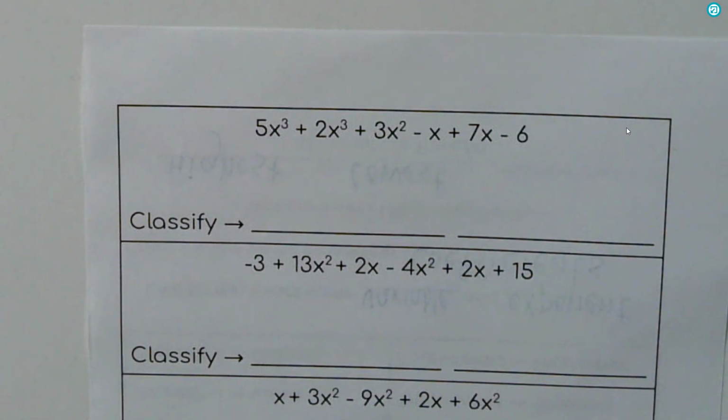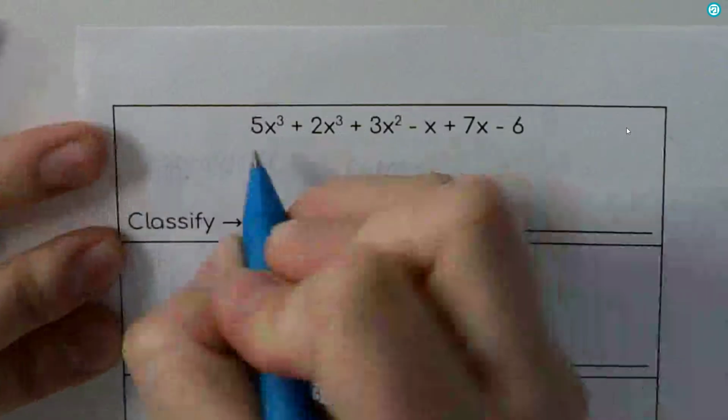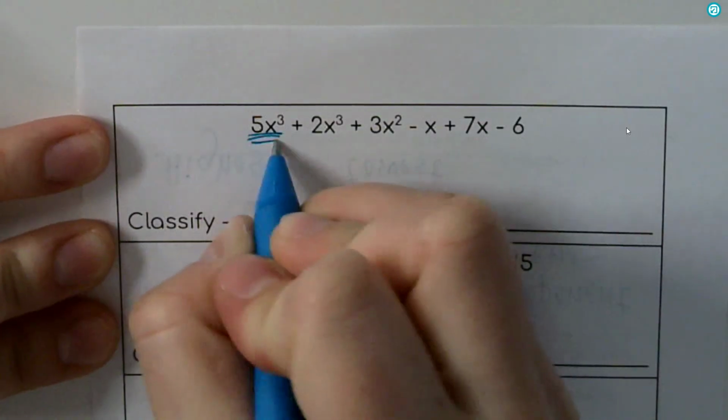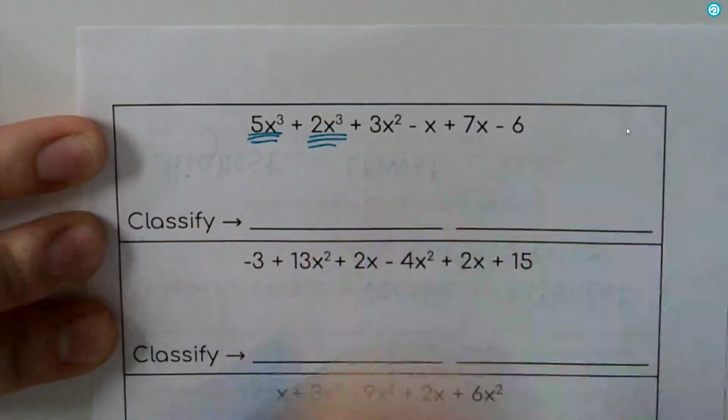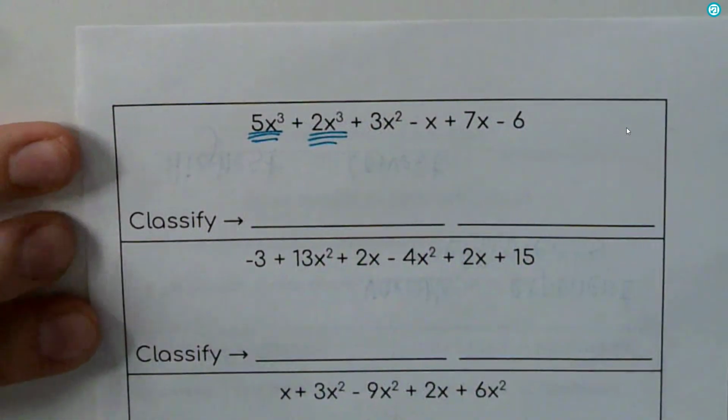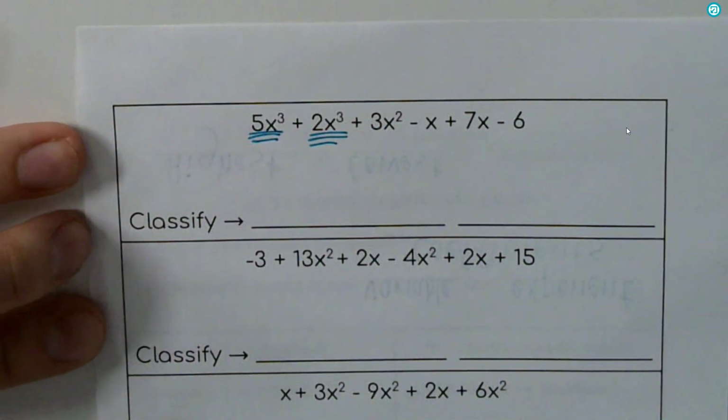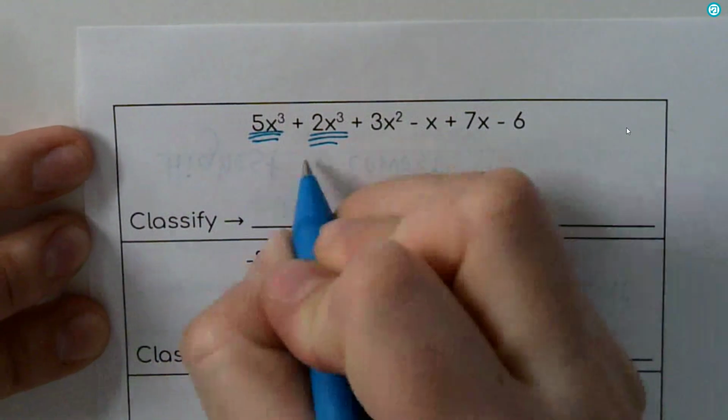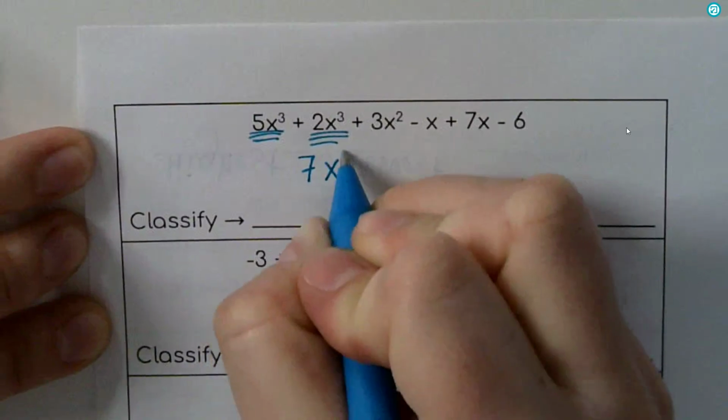I have a system that works for me, which is underlining things the same as their exponents. So I go through and I say 5x cubed and 2x cubed. I put 3 lines under them. You got to write smallish, but then I know those go together. So 5 and 2 is 7. So now I have 7x cubed.